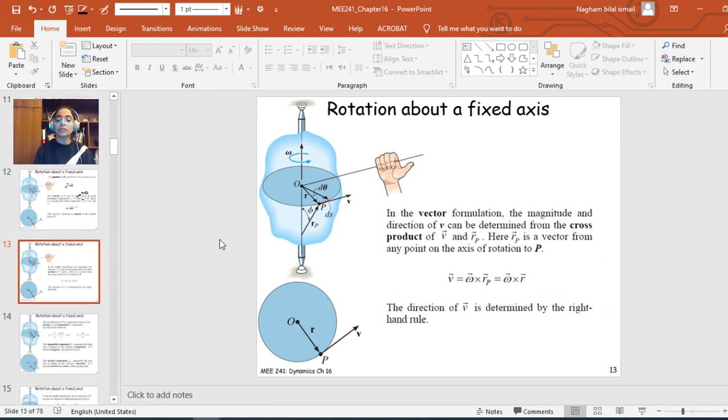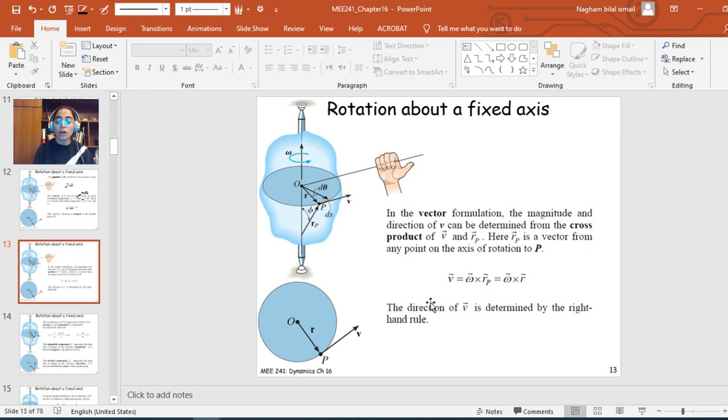Now, guys, what I want you also to know is that if I have a rotation about a fixed axis, then v, the velocity, will always be equal to the cross product of the angular velocity with the position vector. All right? So it's always perpendicular to omega and r_p, and in magnitude, it's equal to the magnitude of the cross product, which is omega r_p times sine of the angle between them.